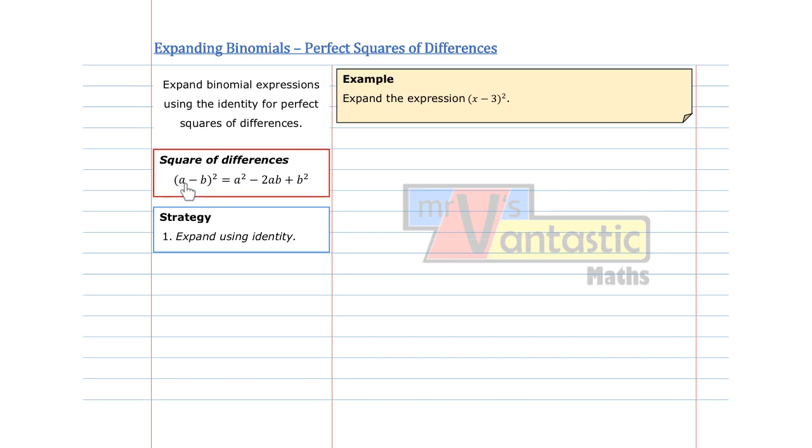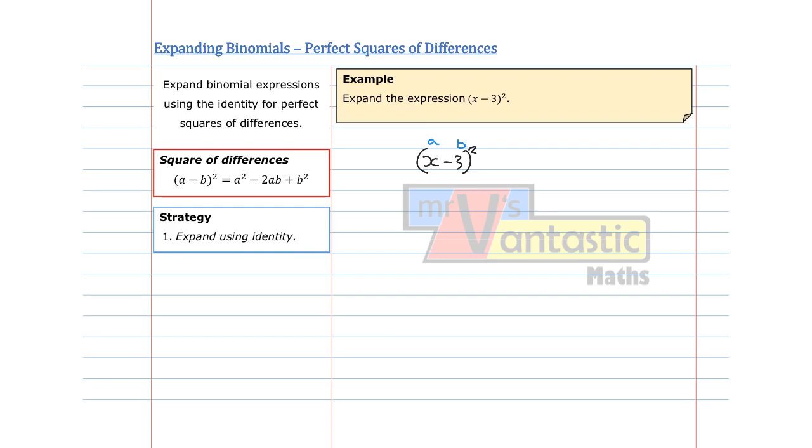If we have two terms, a and b, that we're subtracting and squaring, so the square of a difference, we're going to have the first term squared minus 2 times the two terms plus the last term squared. So if we're simplifying the expression x minus 3 squared, our first term a is x in our equation, and the second term b is 3 in our expression.